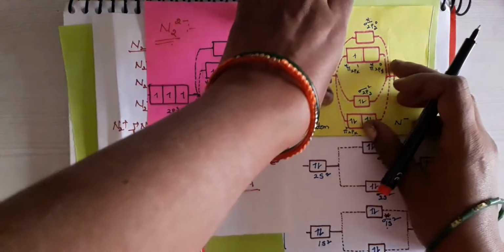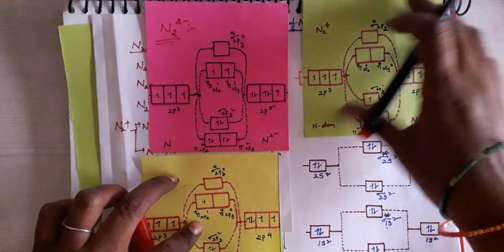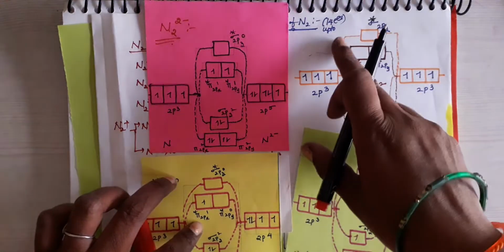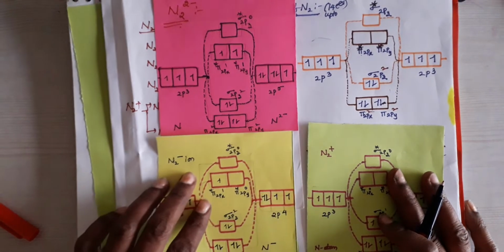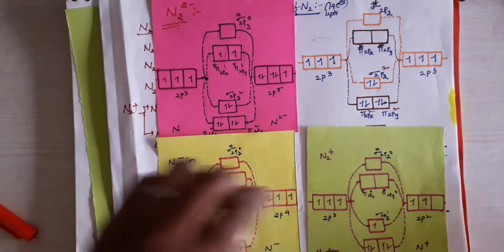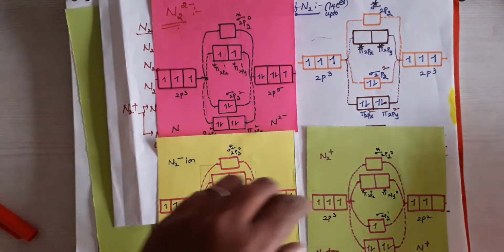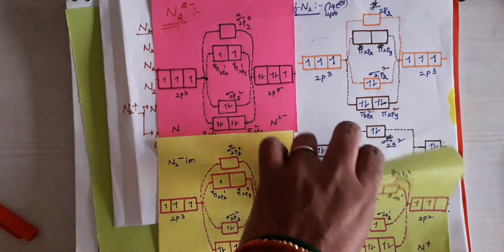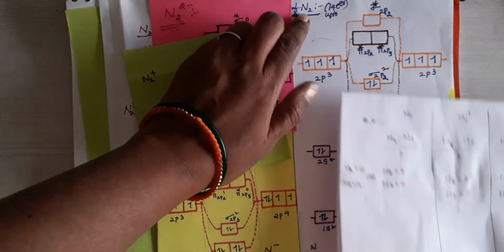molecular orbital diagram. Before going to these properties, learn our tricks. So this is for nitrogen, this is for N2 plus, this is for N2 minus, and this is for N2 2 minus. At a time I want to calculate for all of these. First I want to calculate the bond order for nitrogen, N2.